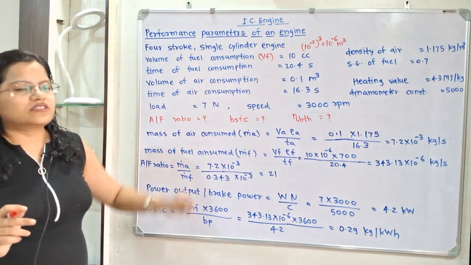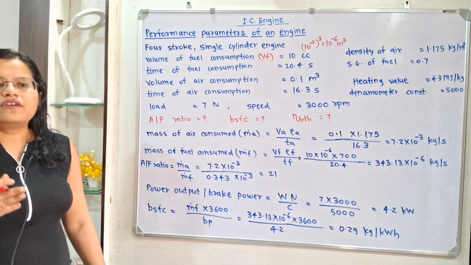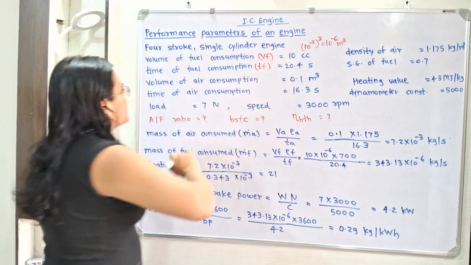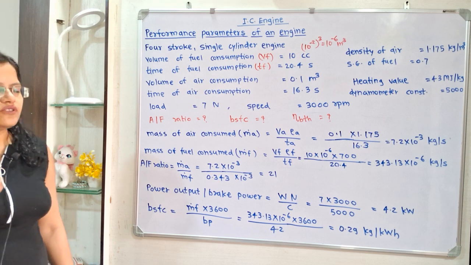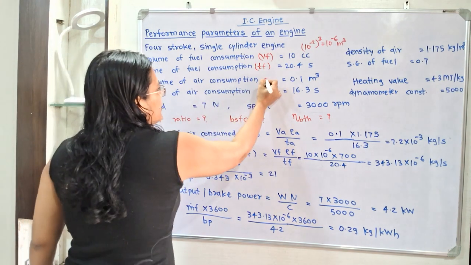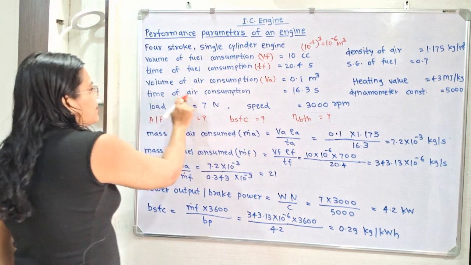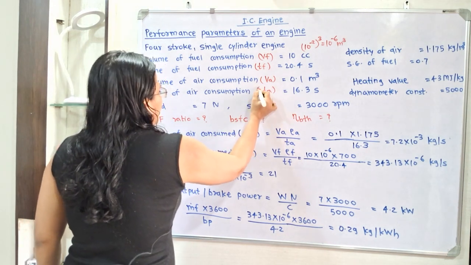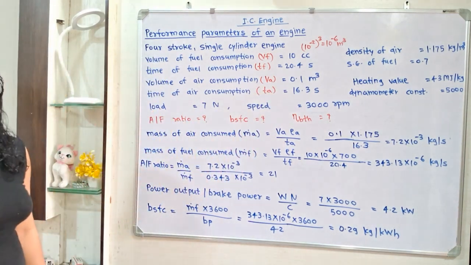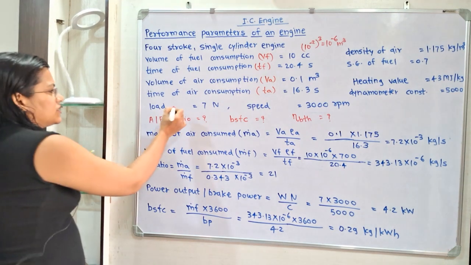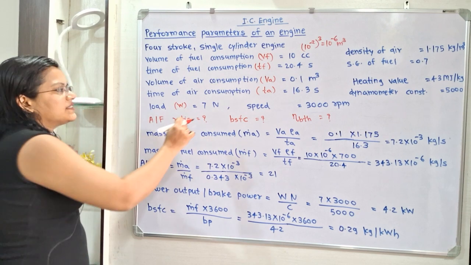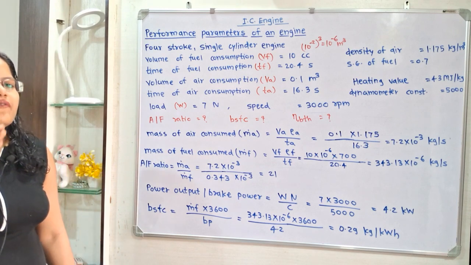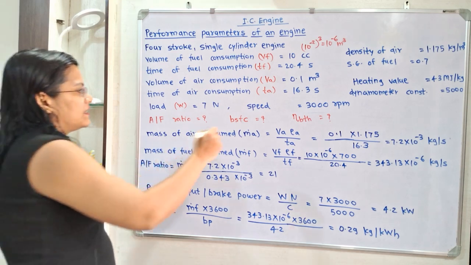Now time of fuel consumption. It is 20.4 seconds. So this is the time, and we will give the notation Tf. Then volume of air consumption, it is Va, 0.1 meter cube. Then time of air consumption, it is Ta, 16.3 seconds. Then load is given, 7 Newton. So load we will give the notation W. Then speed is given, 3000 rpm, that is revolutions per minute. So speed we will give the notation capital N.